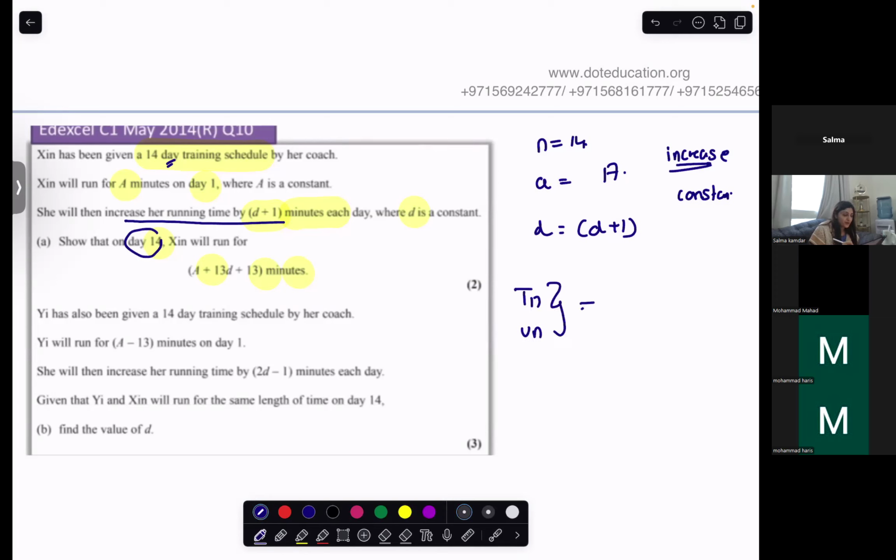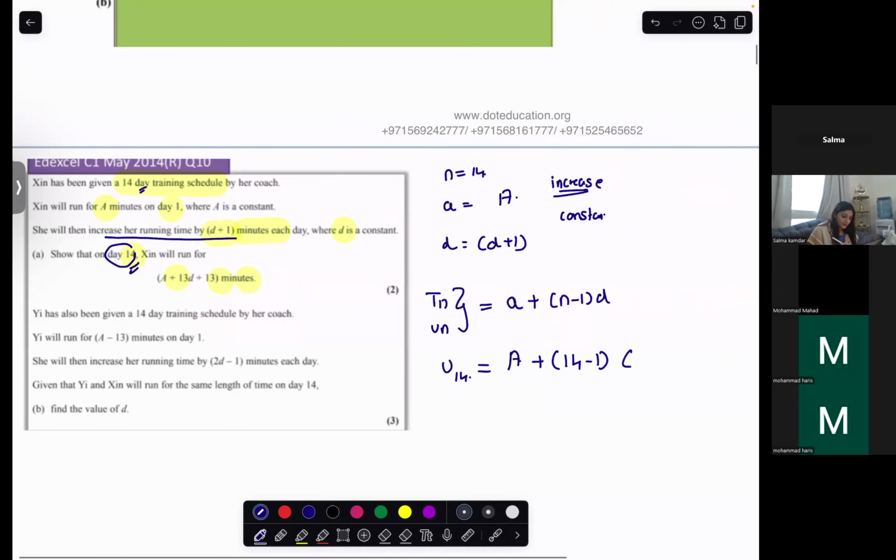What is the general formula for Un? A plus n minus 1 d. What do I replace my A with? Just capital A. I replace my n with 14, because I need day 14. And I replace my d with D plus 1.